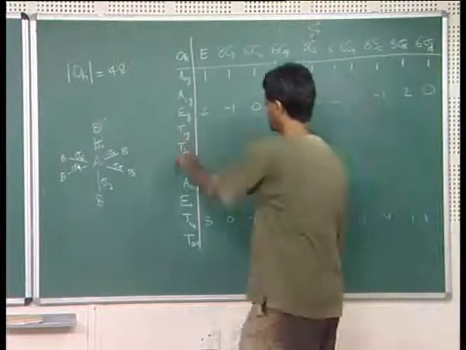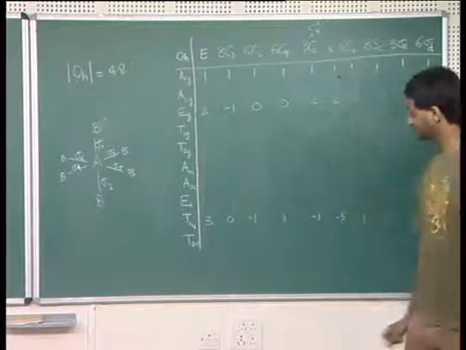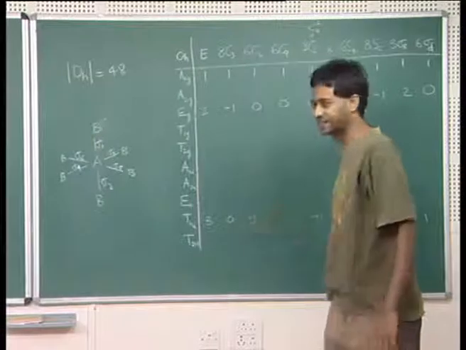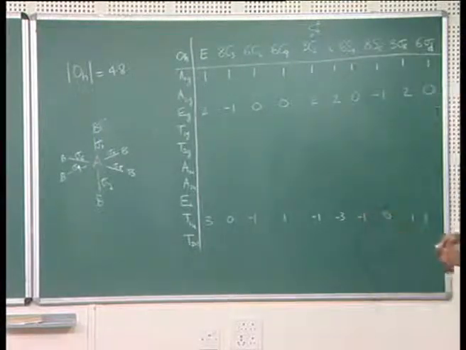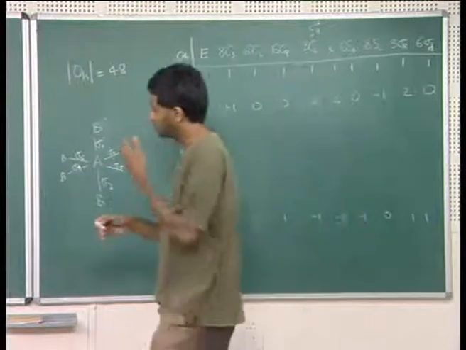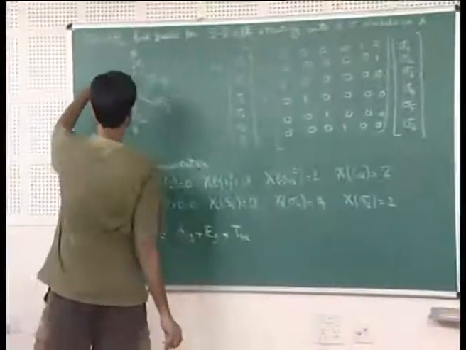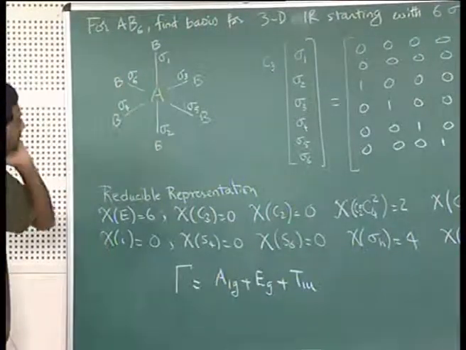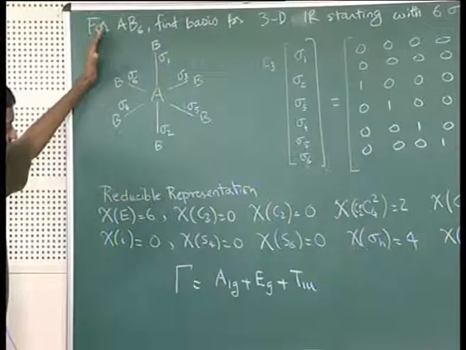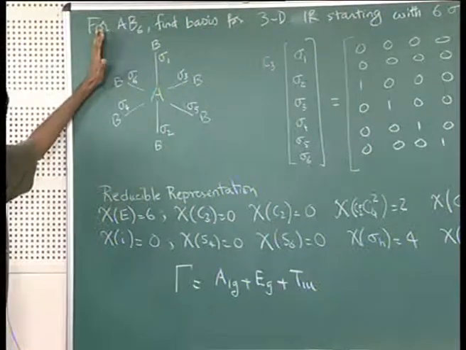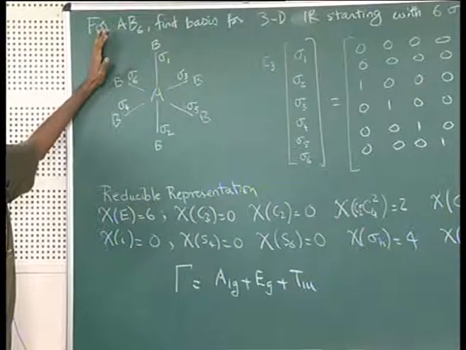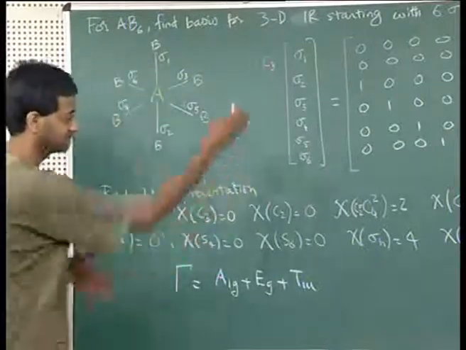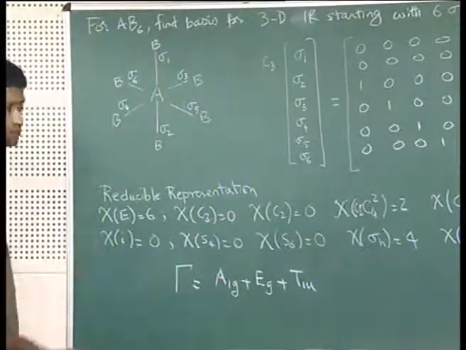So T's are the three-dimensional irreducible representations. Now I'm just showing some of the characters, and we'll come to this in a bit. Now when we look at the 6 sigma orbitals, sigma 1, sigma 2, sigma 3, sigma 4, sigma 5, and sigma 6, they form the basis for a 6-dimensional representation, and clearly this 6-dimensional representation has to be reducible. So we can work out the characters of various classes in this reducible representation.